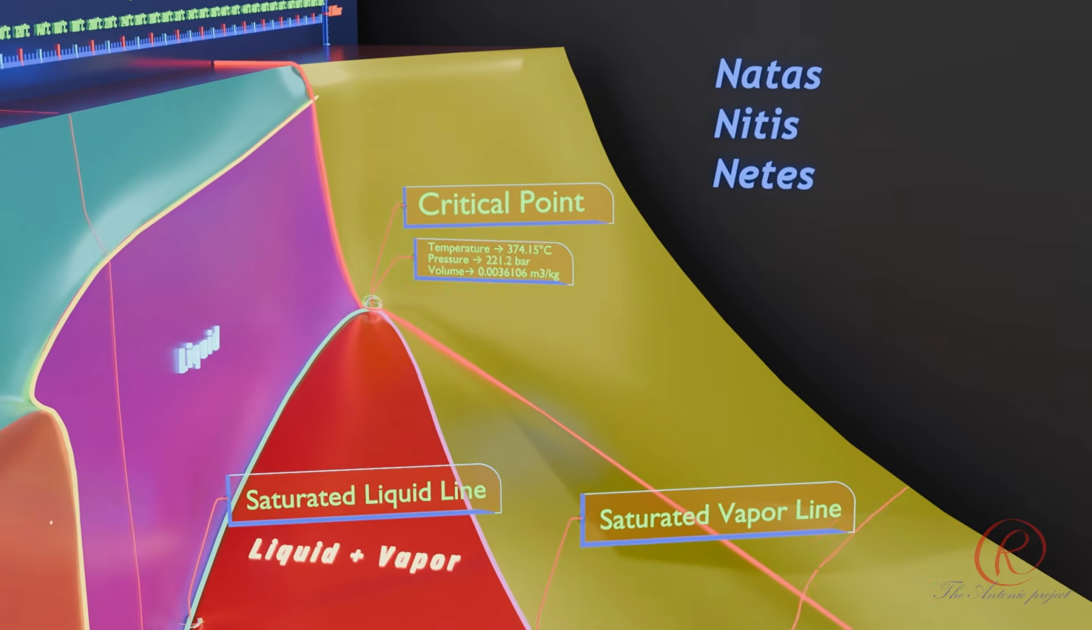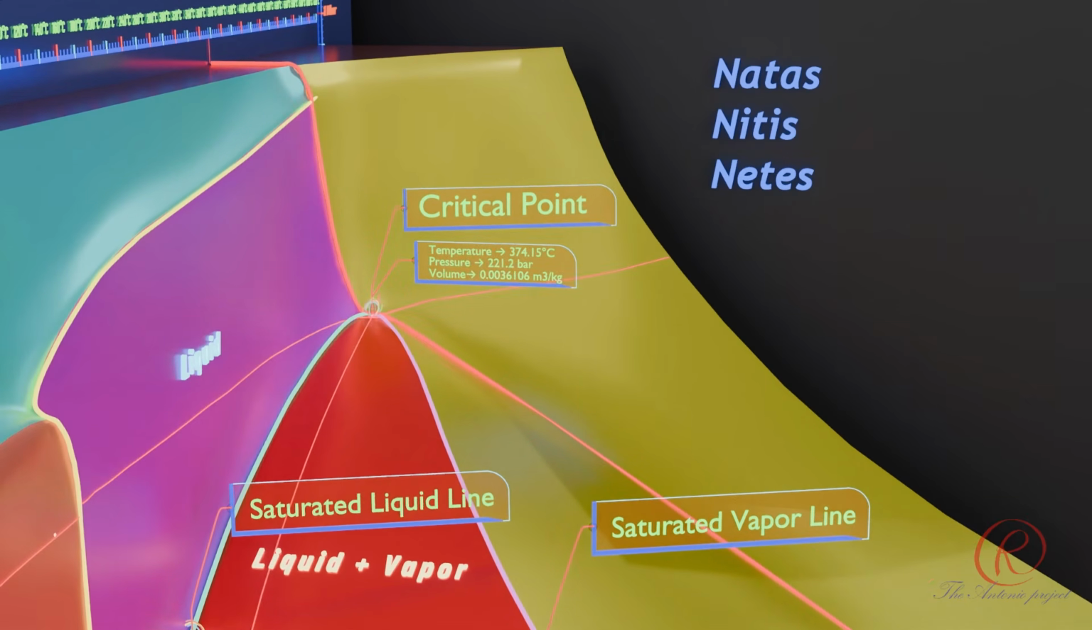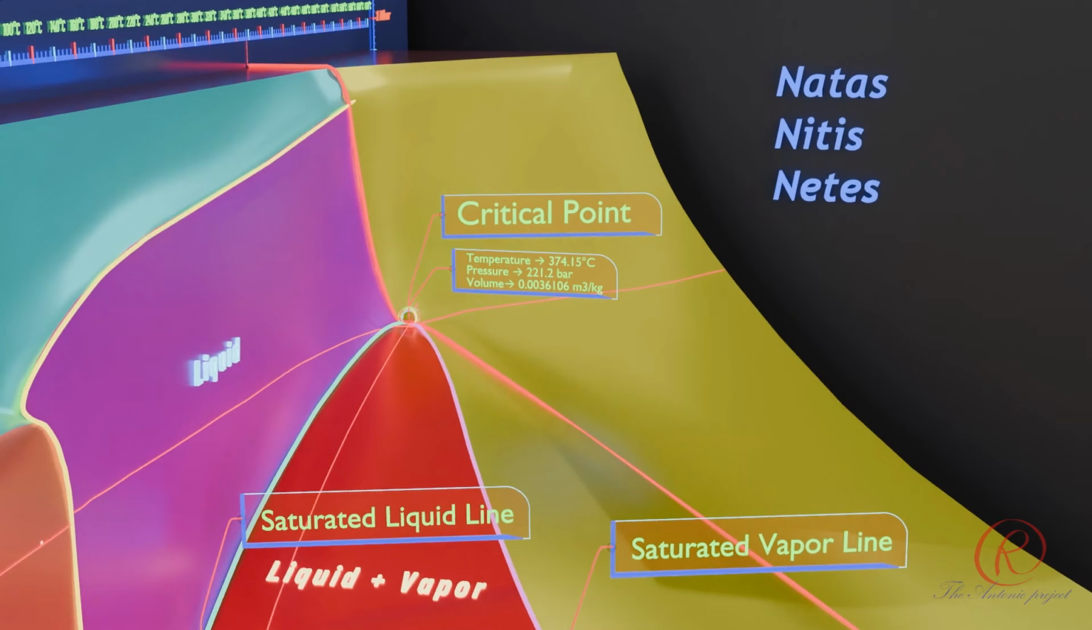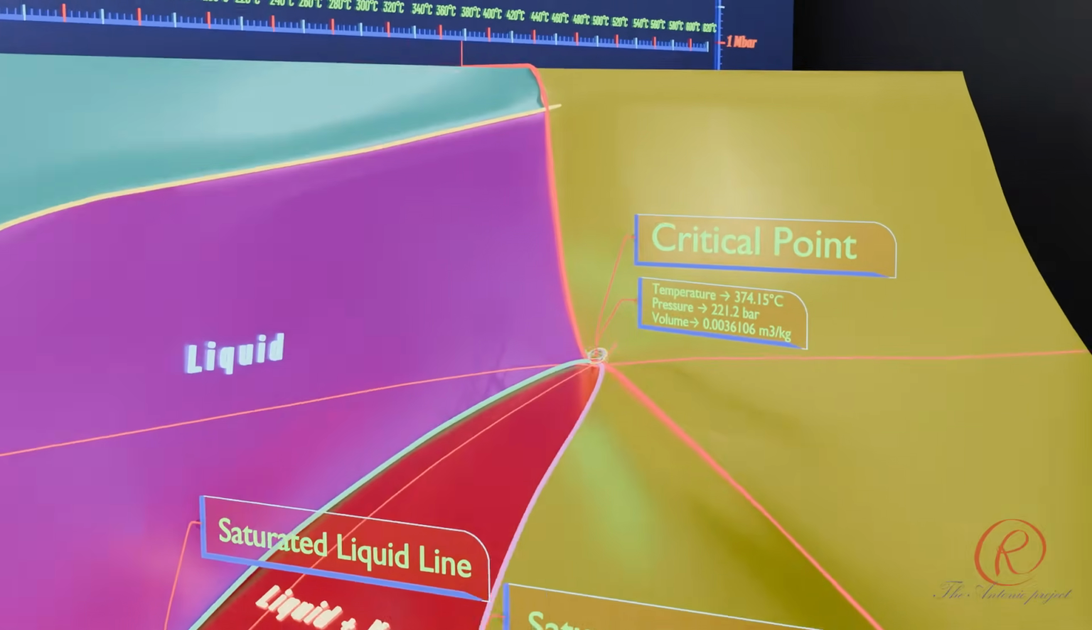Critical point, the point at the top of the liquid-vapor dome where the properties of saturated liquid and saturated vapor become identical. The critical point of water occurs at 647.1 Kelvin or 373.9 degrees Celsius or 705.1 degrees Fahrenheit, with a pressure of 22.1 megapascal or 220.6 bar, and with a specific volume of approximately 0.0036 cubic meter per kilogram.